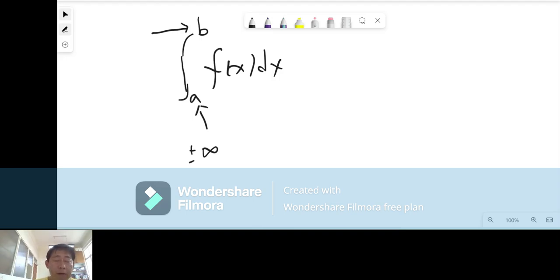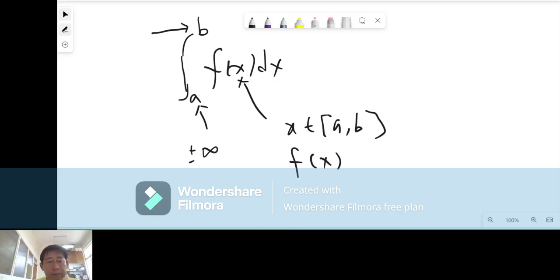The other type of improper integral refers to the situation where, at certain values of x within the range of integration, the function f(x) at these points is not well defined. Both are considered as improper integrals.